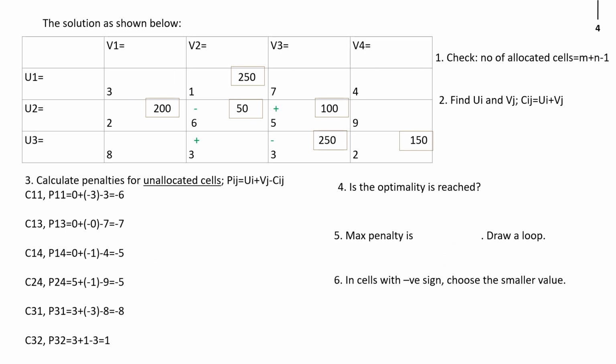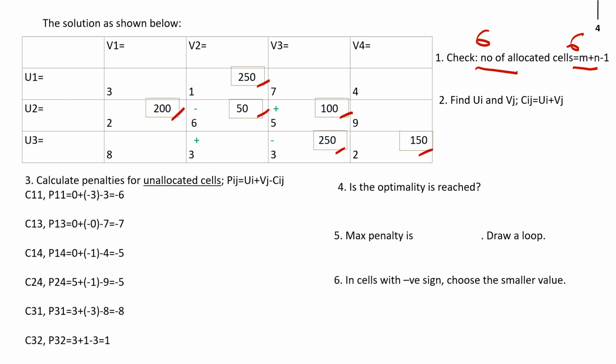Okay. The first step, this is our new developed table. The first step is we need to determine whether the number of allocated cells equals the number of rows plus the number of columns minus 1. Allocated cells we have 1, 2, 3, 4, 5, 6. Number of rows 3 plus number of columns 4 minus 1 is 6. If the values are equal, then we can proceed with the MODI method.